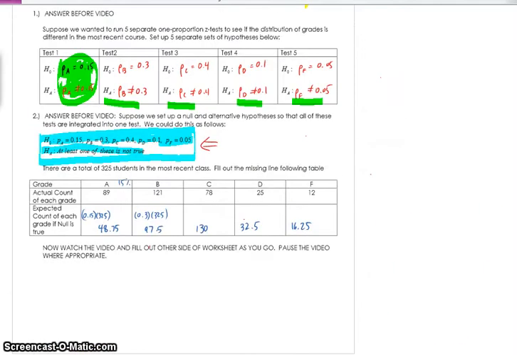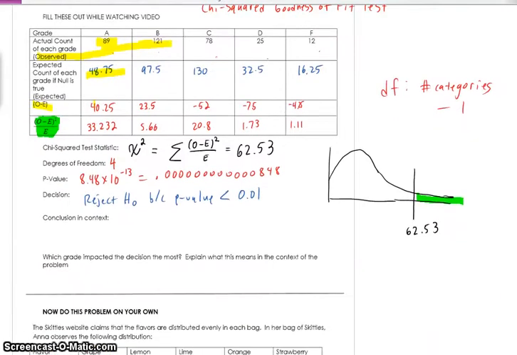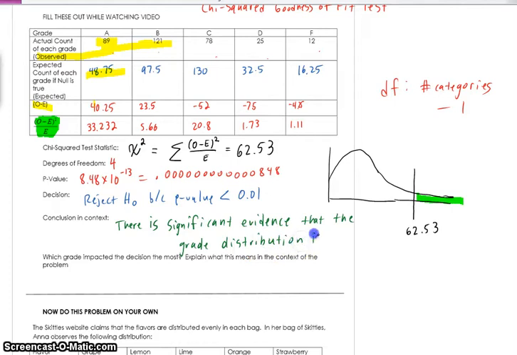And so if I look at the original null hypothesis, the null hypothesis said that the distribution of grades is the same as it was before. We're rejecting that. It's clearly different. All right, so the conclusion is there is significant evidence that the grade distribution in this new section is different than before. Now, what that means is, I don't know, different students, different grading, I don't know. But this is what our test shows.